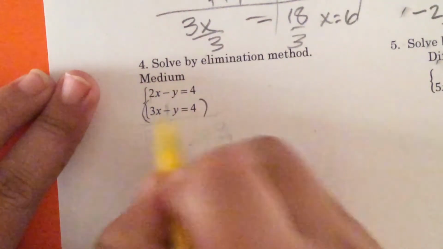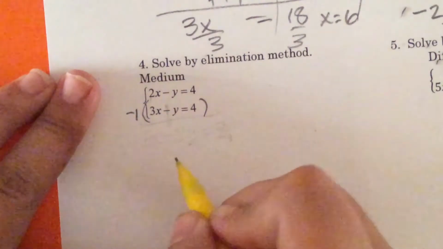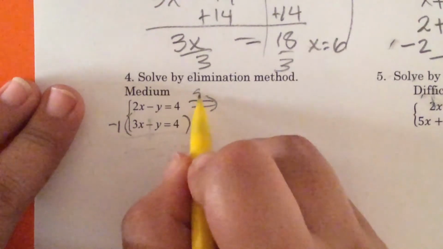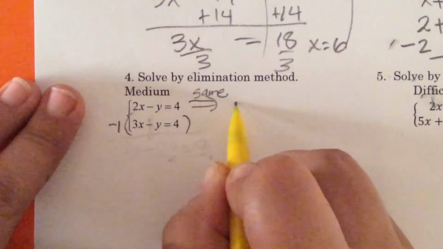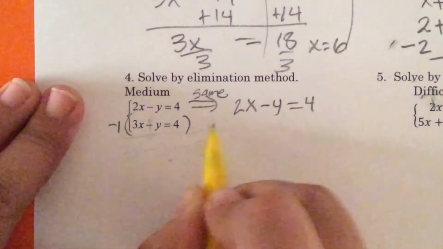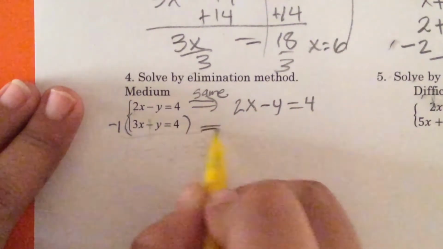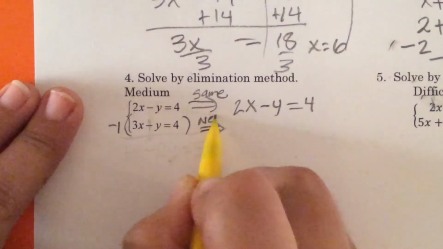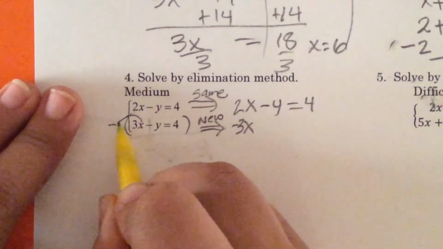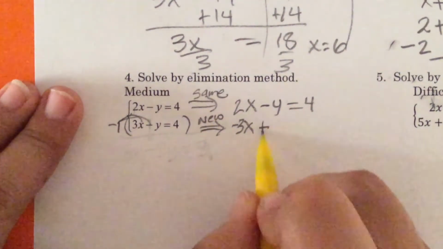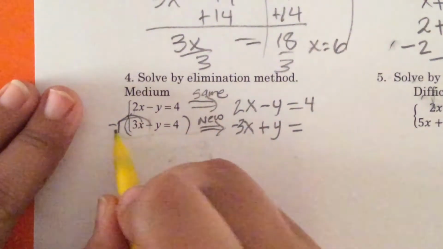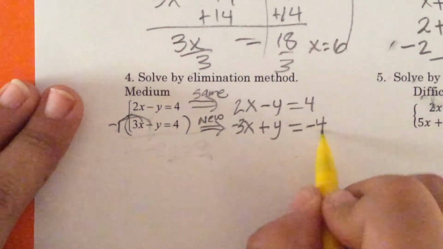Well, I have to multiply this by a negative 1. So I'm going to rewrite this, stays the same. So this is 2x minus y equals 4. And this one you multiply. So you're going to multiply that. That's going to be negative 3x. Negative and then negative is a positive y. Negative 1 times 4 is a negative 4.